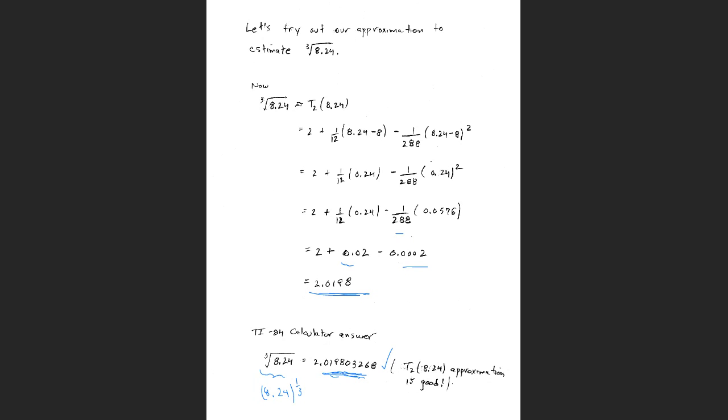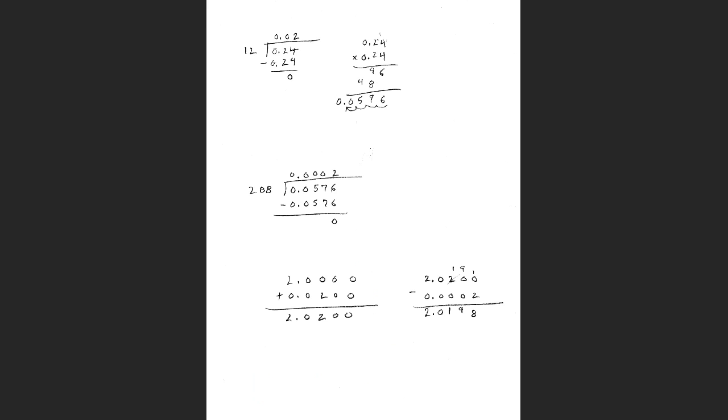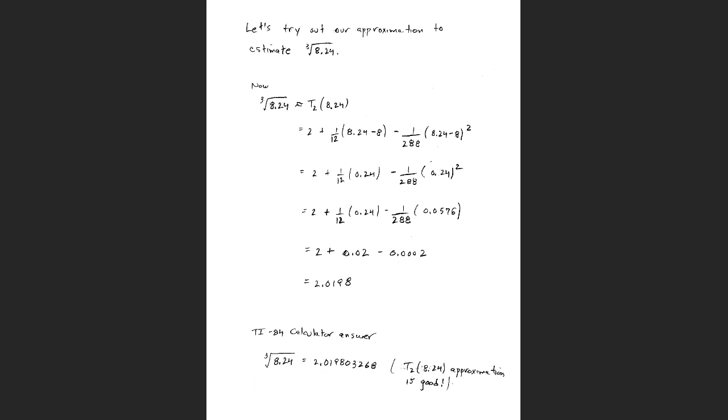Using our second degree Taylor polynomial, we have agreement to 4 decimal places here, right? 2.0198. We have agreement out to the 10,000th place. So that's pretty good. That's not bad. And again, I did all of the computations by hand, just to show you the beauty of these Taylor polynomials. They allow you to do computations.